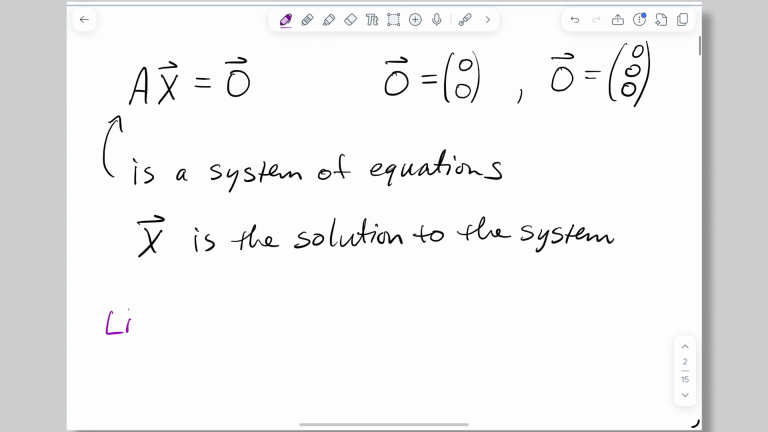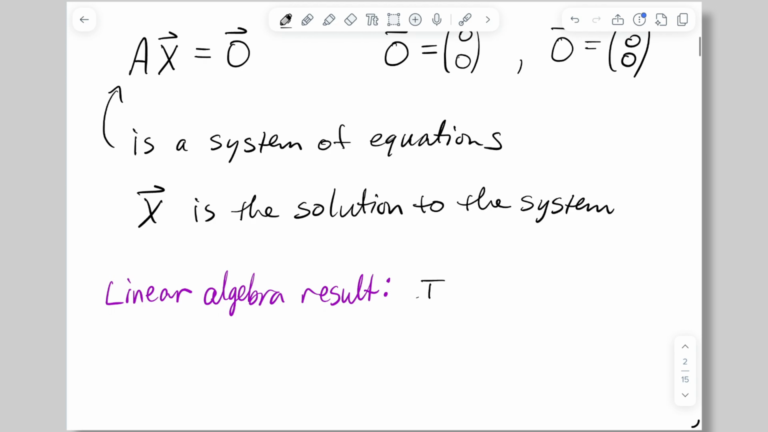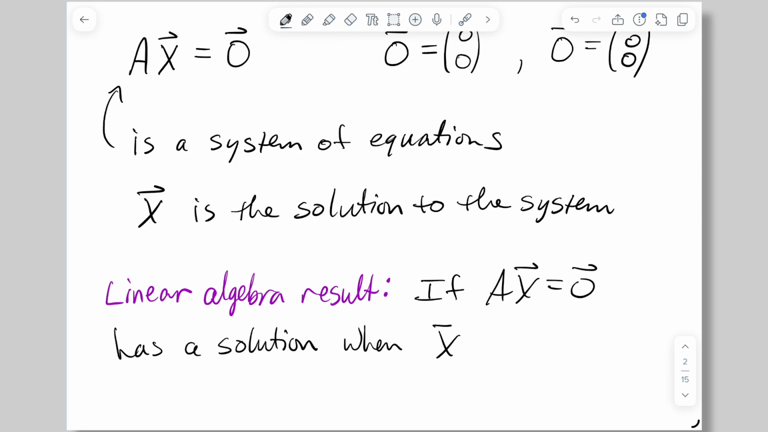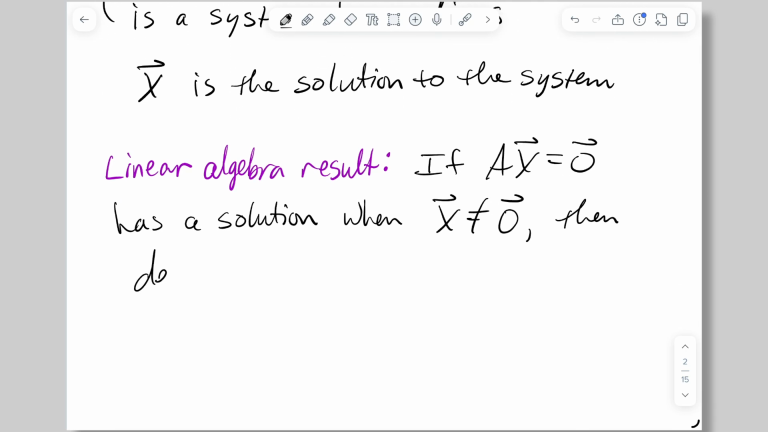And a result from linear algebra is that if Ax equals 0 has a solution when x is not equal to the 0 vector, then the determinant of the coefficient matrix A is equal to 0. I'm going to unpack that just a little bit.